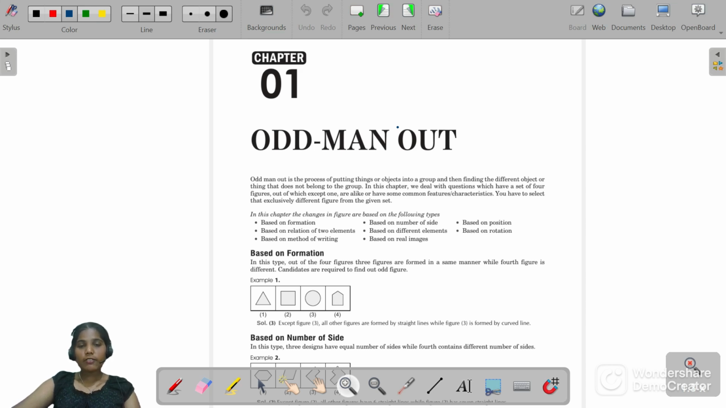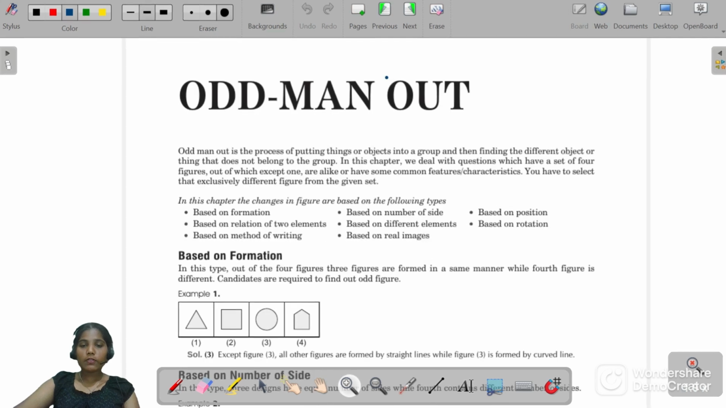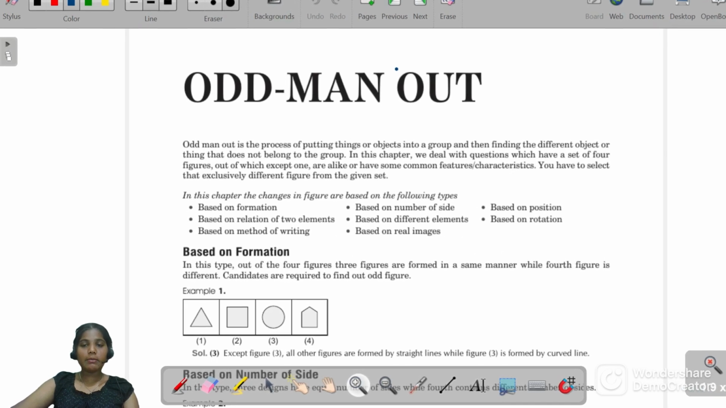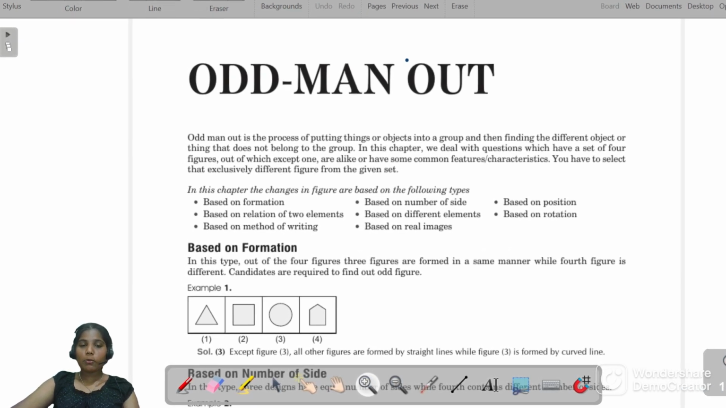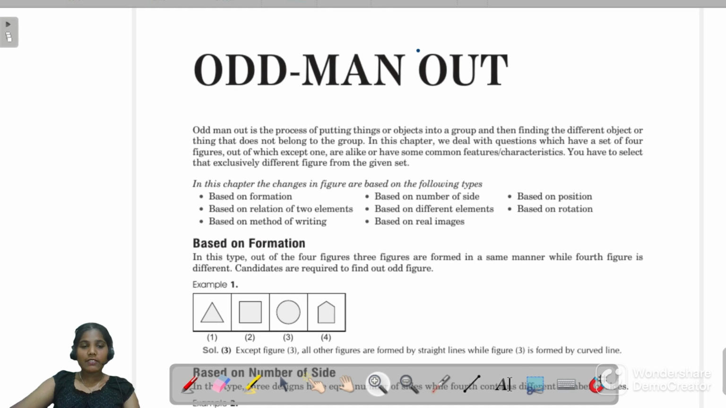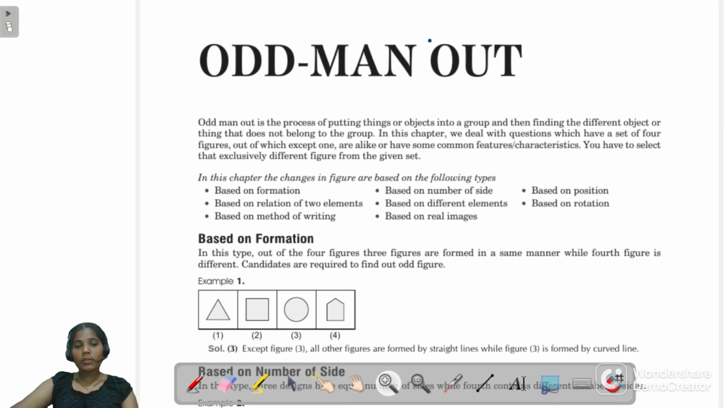Based on the different types, they have been divided into based on formations, relation between two elements, method of writing, number of sides, and based on different elements, real image, position, and rotation. We'll see one after the other. Based on formation.